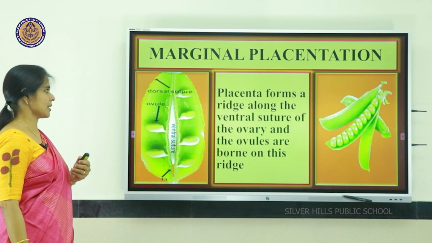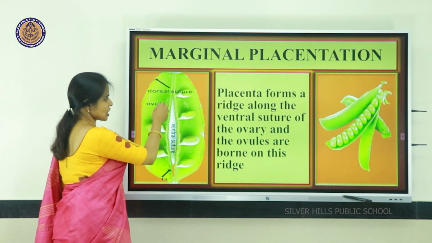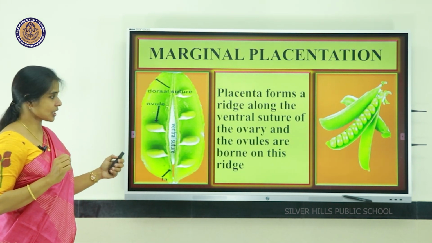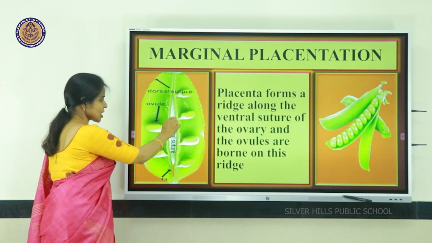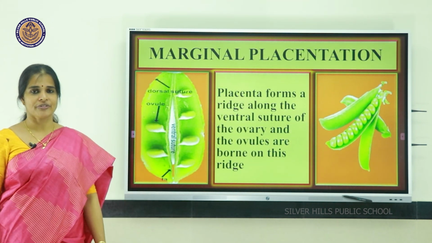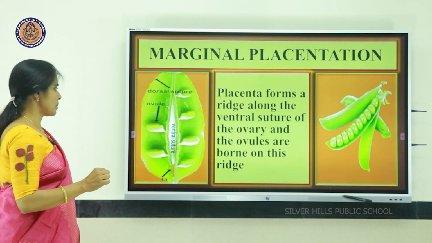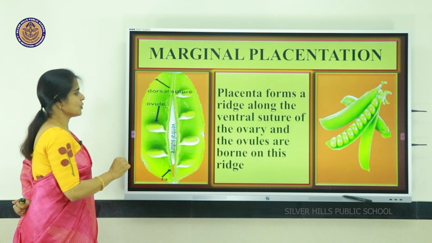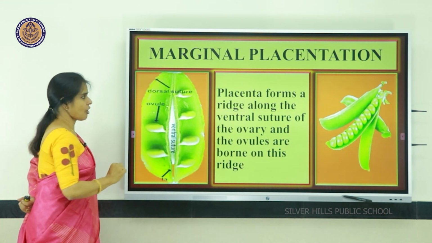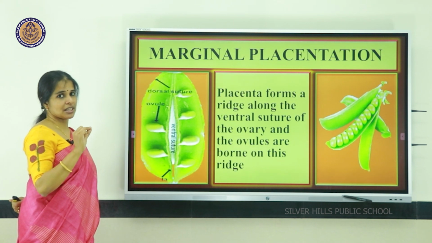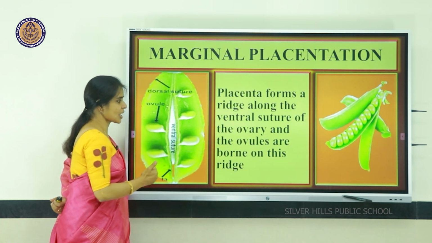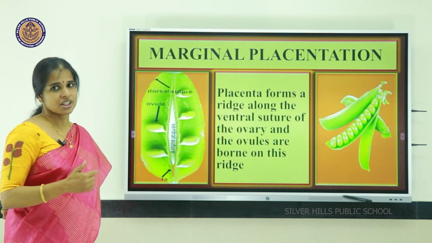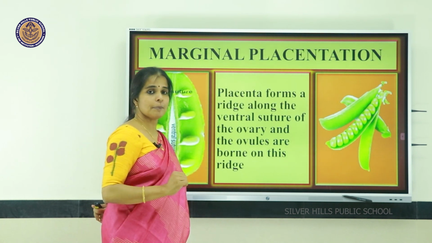Marginal placentation. What is placenta? That is the arrangement of ovules on a cushion-like structure. This forms a ridge along the ventral suture of the ovary. The ovary has a ventral suture, and the ovules are arranged on the ridge of it. The cushion-like placenta forms a ridge along the ventral suture of the ovary. So, the ovules are borne on this ridge. This is known as marginal placentation.